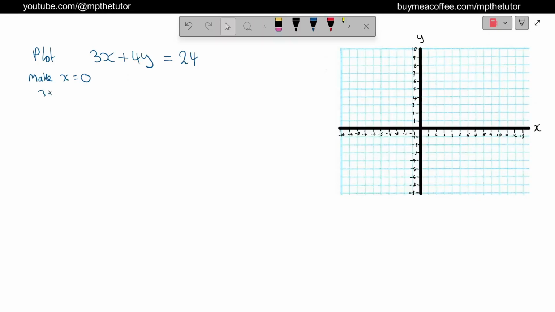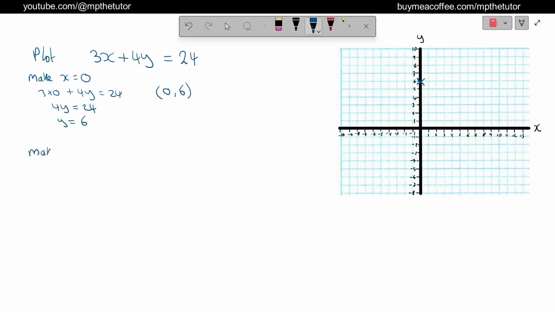So we have 3 times 0 plus 4y equals 24. That basically means 4y equals 24, so we don't have to worry about the x's at all here. And with 4y equals 24, y equals 6. So we have a point (0, 6), which we can plot. When x is 0, y is 6, so that's up at the top there.